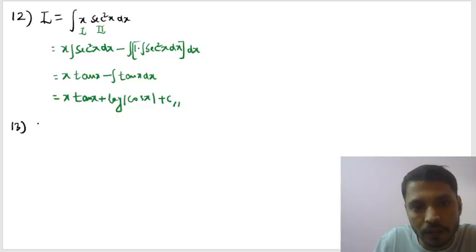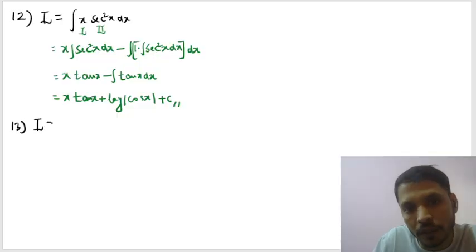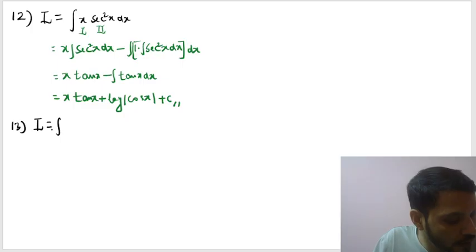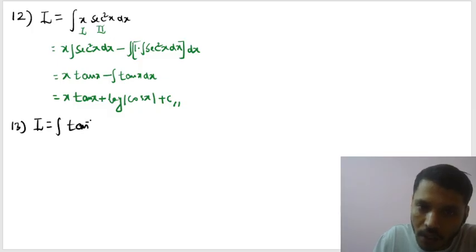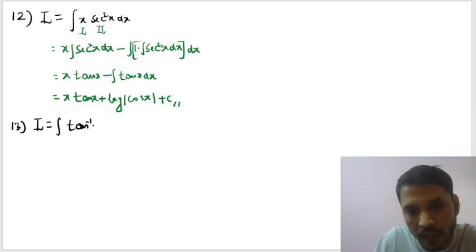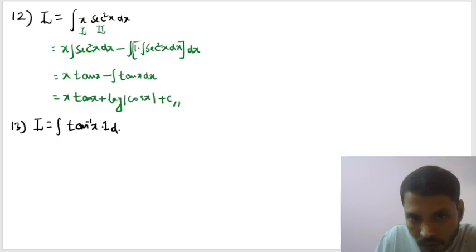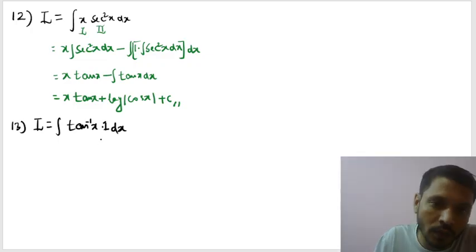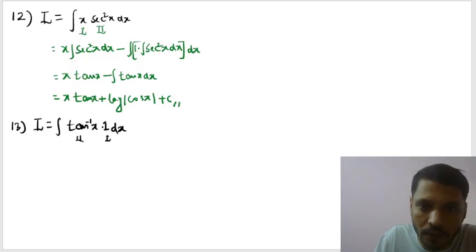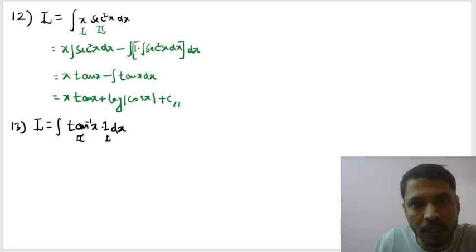So in question number 13 we have integration. Let I be equal to the integral of tan inverse x. So how can we integrate it? We have to multiply here by 1, because there will be no difference if you multiply. Now we have to decide the first and second function. This is our first function, this is our second function, and now we have to apply integration by parts.